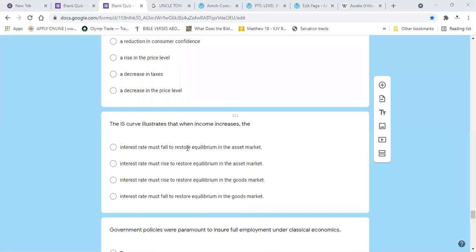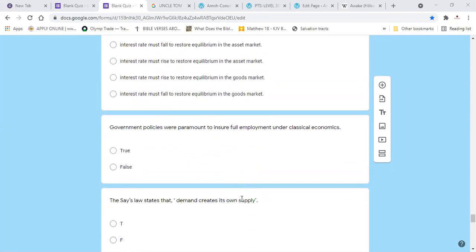You see what came as the first possible answer. If you don't take your time and just say, oh, there's a fall in interest rate, then you choose it. This is the asset market, but the IS curve is supposed to be in the goods market. So be vigilant. Interest rate must fall to restore equilibrium in the goods market. So that should be the last possible answer.